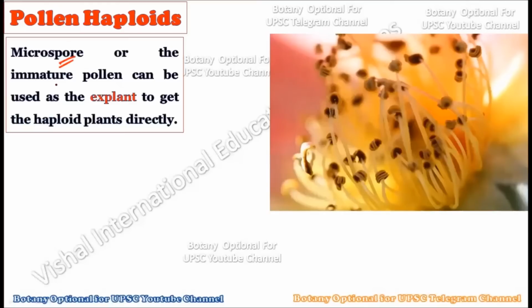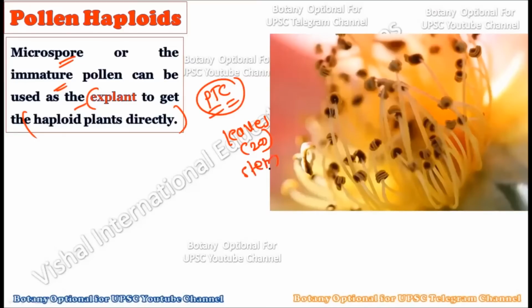Now see, the microspores or the immature pollens can be used as explants to get haploid plants directly. So basically, we have studied a lot of things regarding plant tissue culture, and in plant tissue culture, we have used explants such as leaves. And as you know, leaves are always diploid, right? Containing the whole number of chromosomes. The same is true for the stem, and the same is true for the root, okay? So most plant parts are always diploid, and hence when you use leaves as the explant, it will always create a diploid plant.